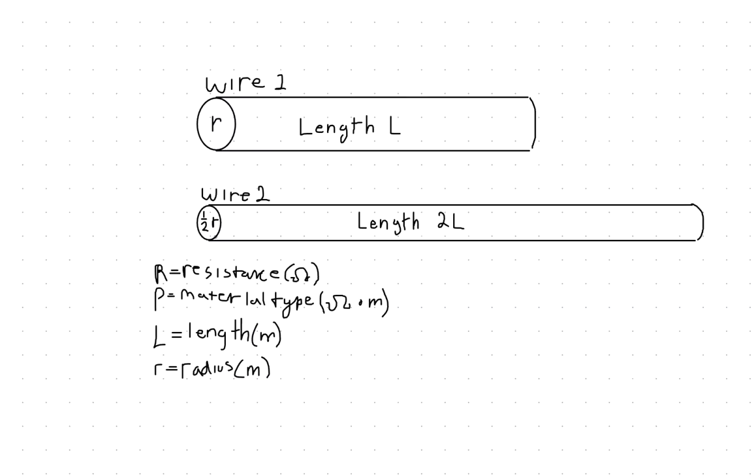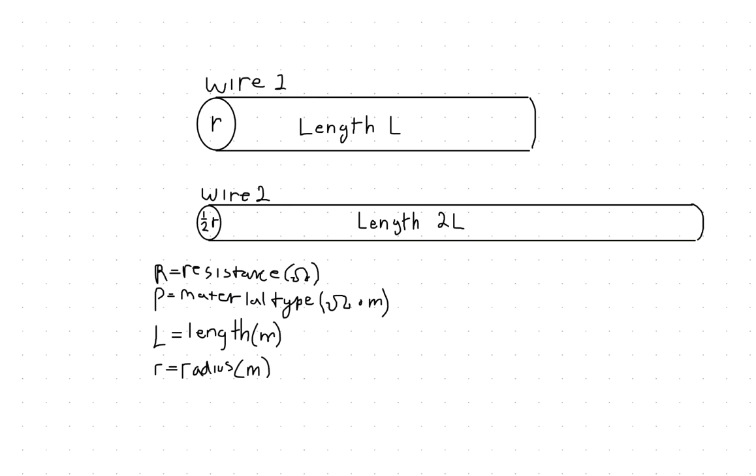So I wrote here that R is going to be our resistance, and it's measured in ohms. B is the resistivity, or like the type of material, like for example, copper, and it's in ohms times meters. And L is gonna be our length in meters. And R is our radius, or like how wide or how small the opening is. And both of those are measured in meters.